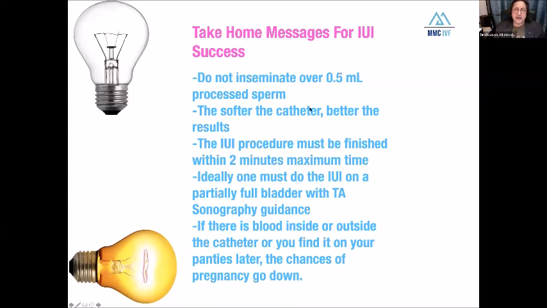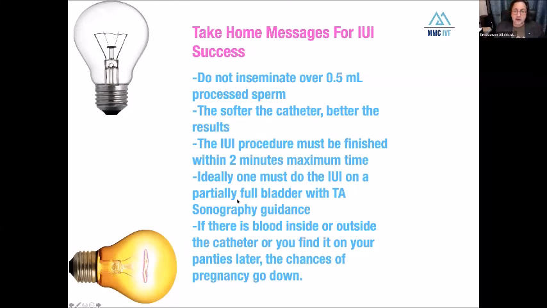What sort of catheter should you use? Well, spend some money and use the softest catheter. The softer the catheter, the better the results. We have learned this from IVF, that the stiffer the catheter, the more it causes sublumen microscopic endometrial epithelial damage and lowers pregnancy rates drastically. The IUI procedure must be finished within 2 minutes. So you cannot keep struggling. The longer the procedure, the lower the pregnancy rates.